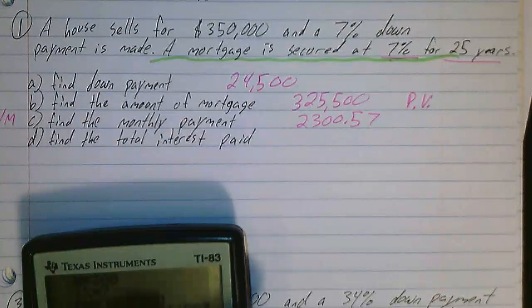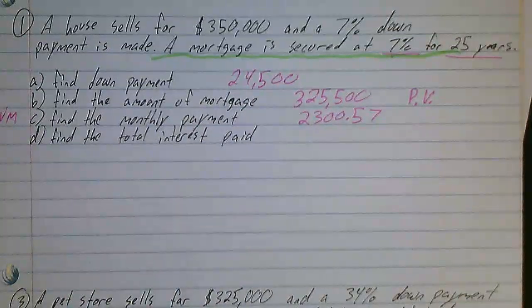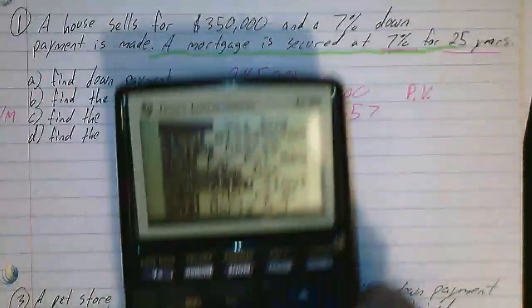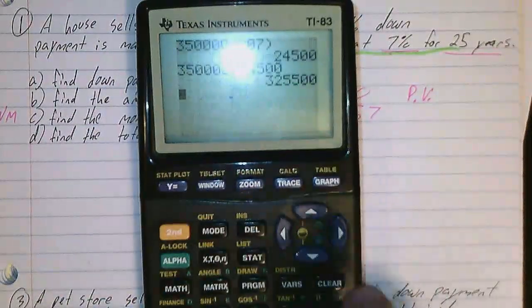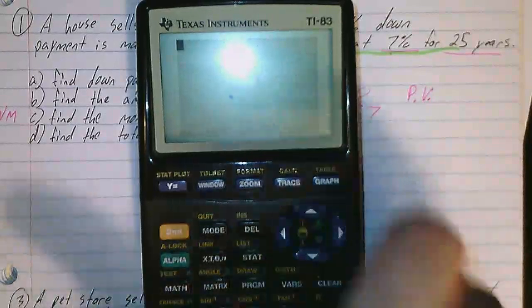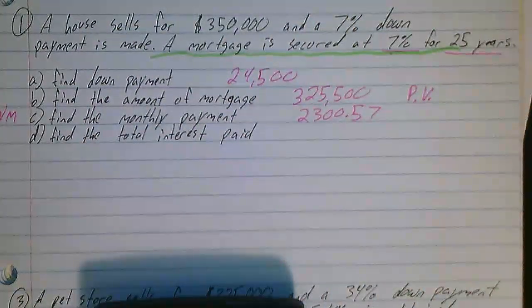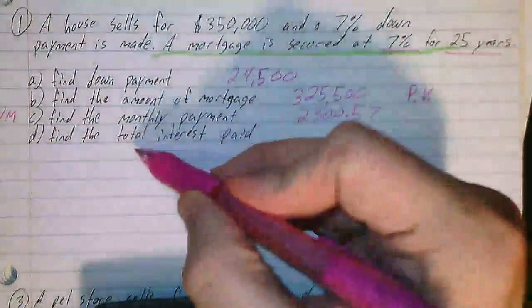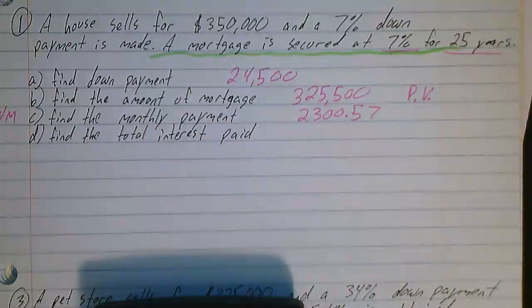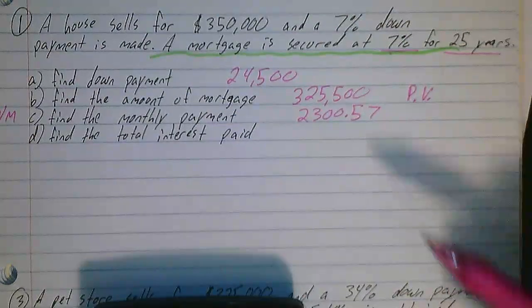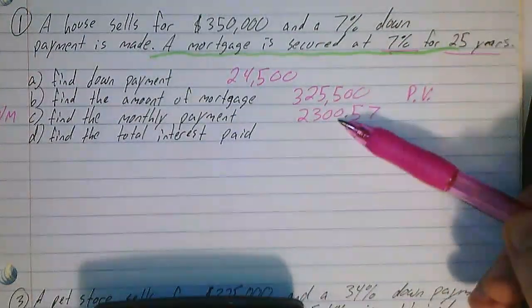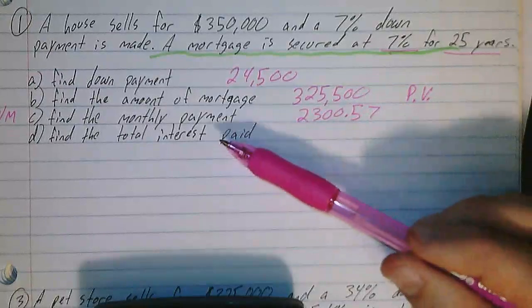And now we're going to look at finding the total interest paid. So we're done with the TVM solver here. From the TVM solver, you hit second mode. That will bring you back to the home screen here. So find the total interest paid. Well, first we need to know how much we are going to pay. And so we have to create some new information here. The previous answers didn't give us all of the information we need for part D.